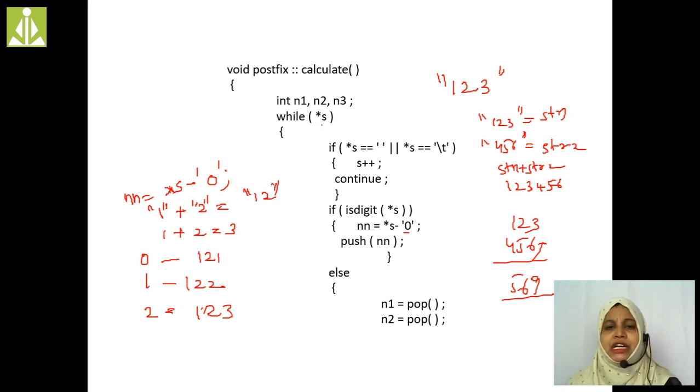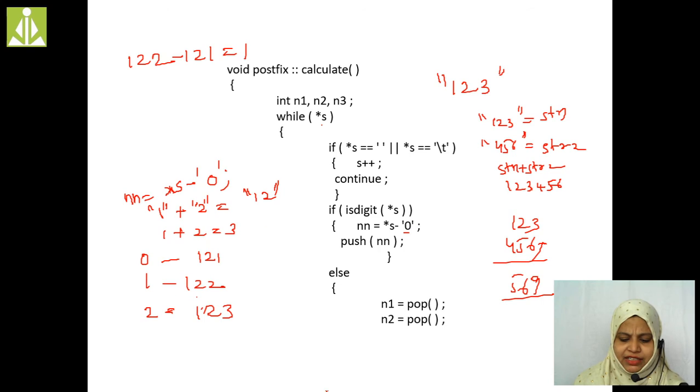So we have to convert this string into an integer. See here, what is the ASCII value of '1'? That is 122. What is the ASCII value of '0'? Minus 121. Then we are getting 1 now. See here, that's the reason we are taking this: nn equals *s minus '0'.